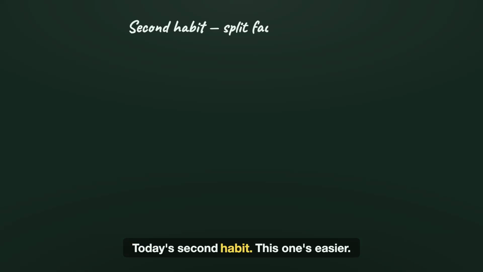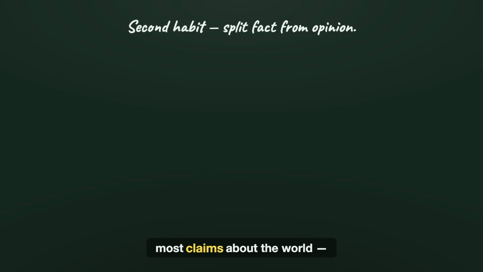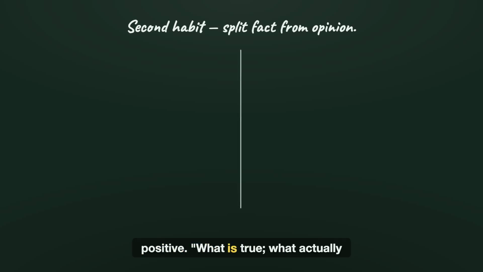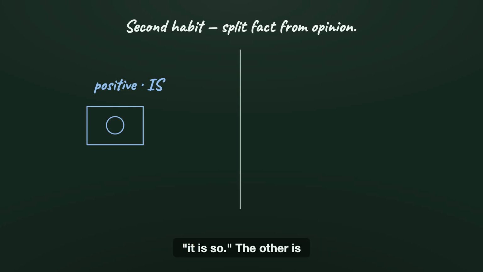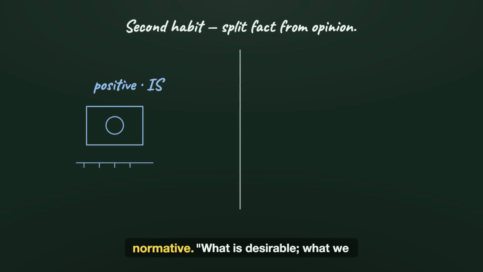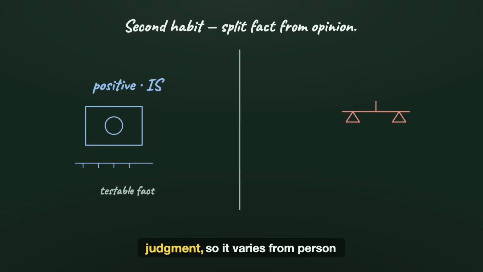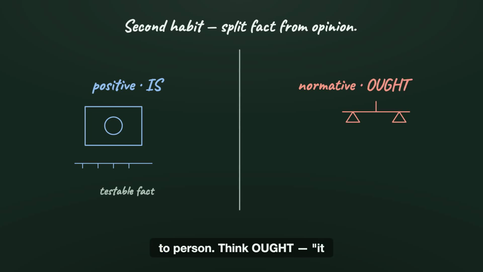Today's second habit. This one's easier. Statements about the economy, really most claims about the world, split into 2 kinds. One is positive. What is true? What actually happens? A claim you can test against data. Just think is. It is so. The other is normative. What is desirable? What we ought to do. That's a value judgment. So it varies from person to person. Think ought. It should be.